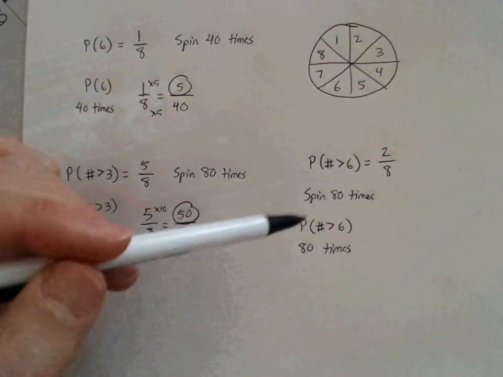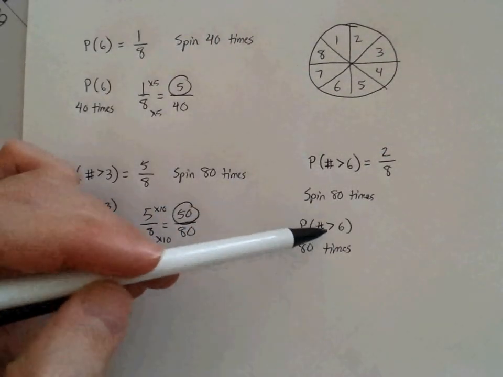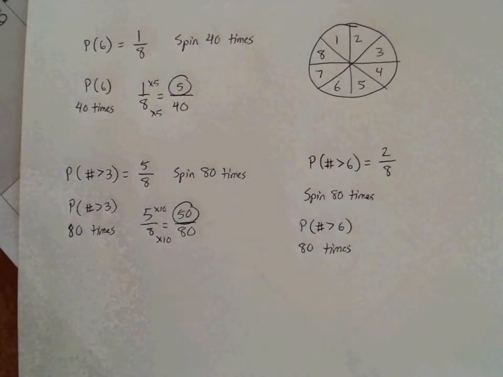Alright, so take a second and see if you can figure out how many times a number greater than 6 should show up if you spin 80 times. So pause the video and work it out at this point.